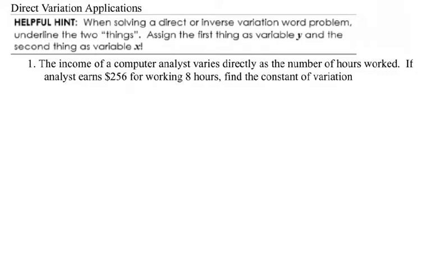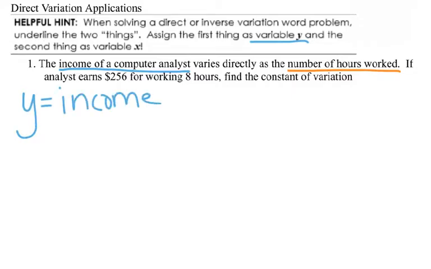So I want you to read the problem, and I want you to see if you can figure out what are the two things being compared. So pause the video and try it in 1, 2, 3. Okay, so the two things being compared are income of a computer analyst and number of hours worked. So it says, assign the first thing as variable y. So anytime we say y, we're talking about income of the computer analyst. And assign the second thing variable x. So x is going to be number of hours worked.